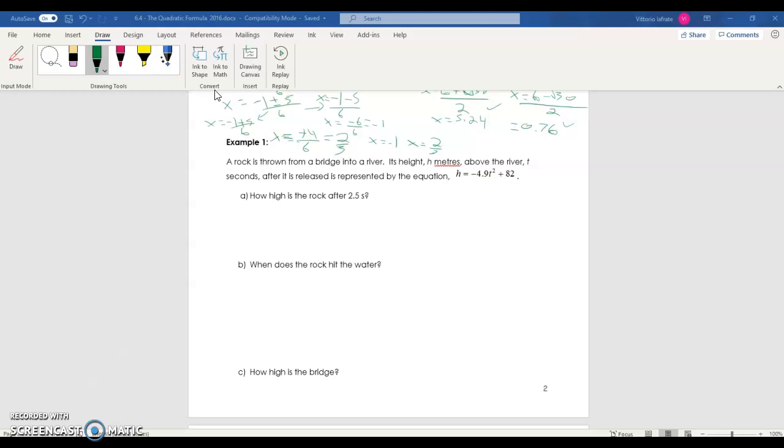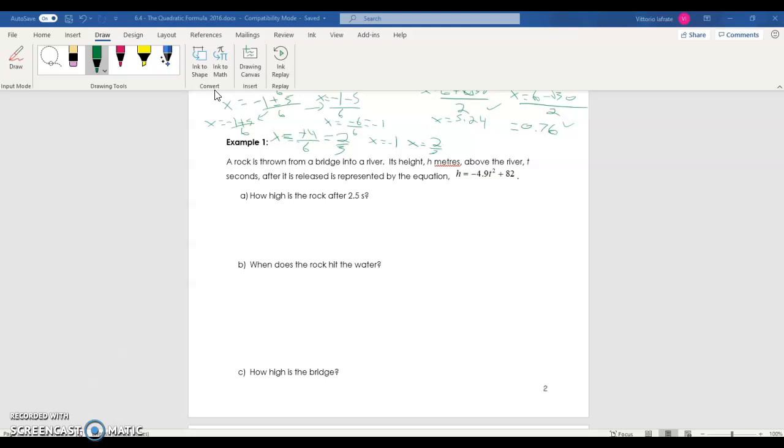So a rock is thrown from a bridge into a river. Its height h in meters above the river, t is in seconds after it's released, is represented by the equation h is equal to negative 4.9 t squared plus 82. So that's our quadratic relation to display that rock being thrown.